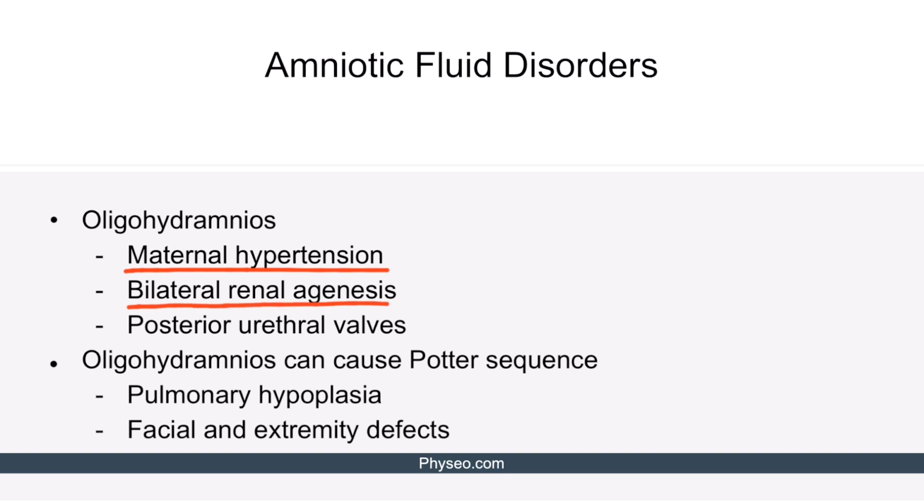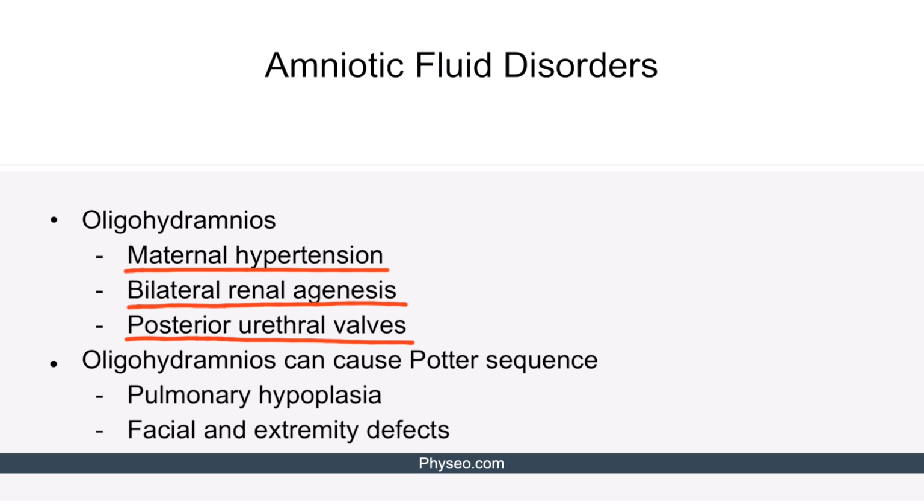Now, bilateral renal agenesis is another potential cause of oligohydramnios. And that makes sense. If there's no kidneys, then there will be almost no urine production, so there will be very little amniotic fluid. Now, as for posterior urethral valves, although the fetus does have kidneys, even in this condition, there's actually an obstruction of urine outflow, and this is at the bladder neck. And so this results in decreased amniotic fluid because less is getting to the amniotic sac.